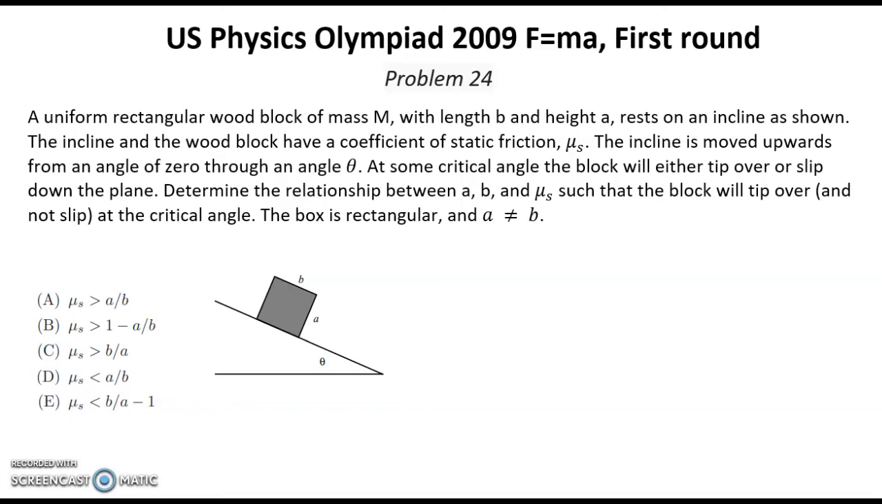Determine the relationship between a, b and mu s such that the block will tip over and not slip at the critical angle. The box is rectangular and a is not equal to b. Solution. Let's draw the picture for a critical position, when the angle is critical and the block is not yet tipped over but almost ready.